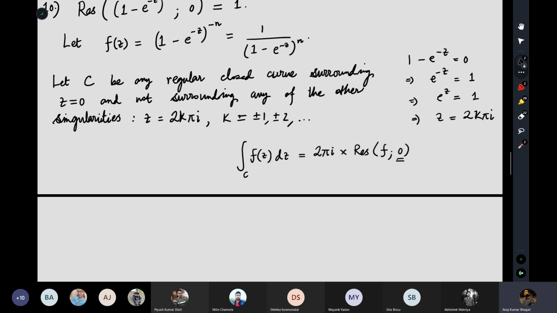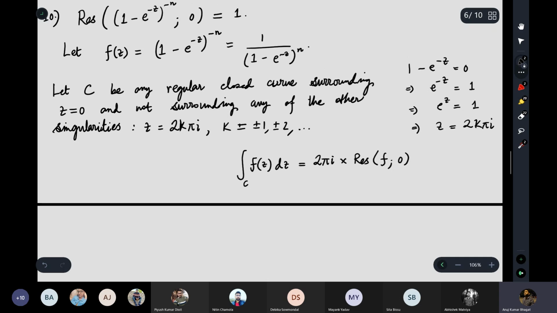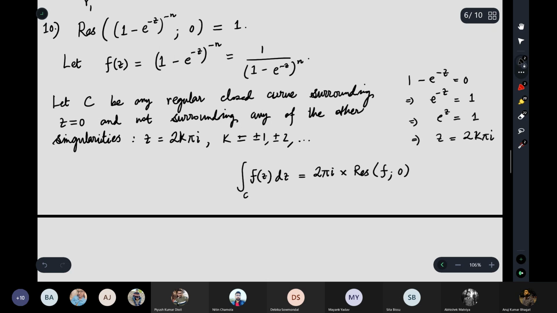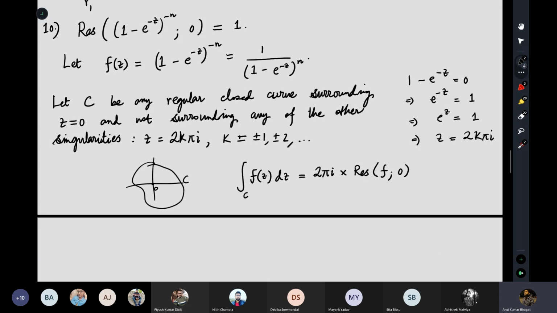So by the Cauchy residue formula, I have this. Do you agree with what I have written? I hope you are getting my point. Why am I choosing such a weird curve? Because I want to choose a curve such that only 0 is there and no 2k pi i multiples lie inside C. So by the Cauchy residue theorem, this integral is nothing but 2 pi i times the residue of the function at 0. Do you agree with me?